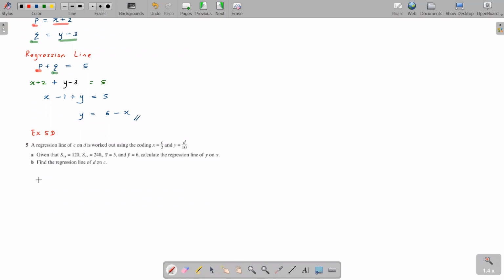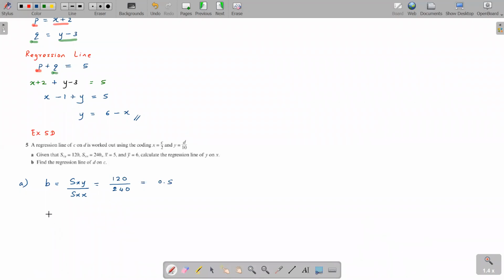Okay, so you know what you should do. Get the summary statistics. Summaries are given to you: Sxy, sigma, these are all given to you, right? So we don't need to calculate them. We can directly go for b. b is equal to Sxy over Sxx. So Sxy is 120 over Sxx is 240. So I think this is a half, right? It's half.